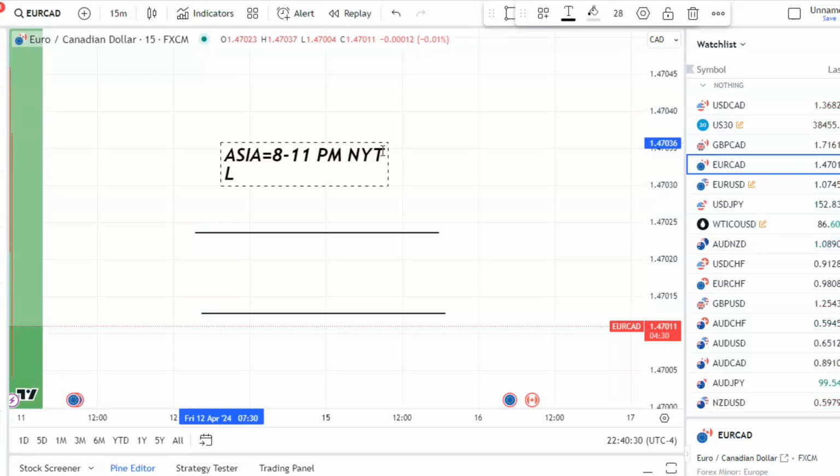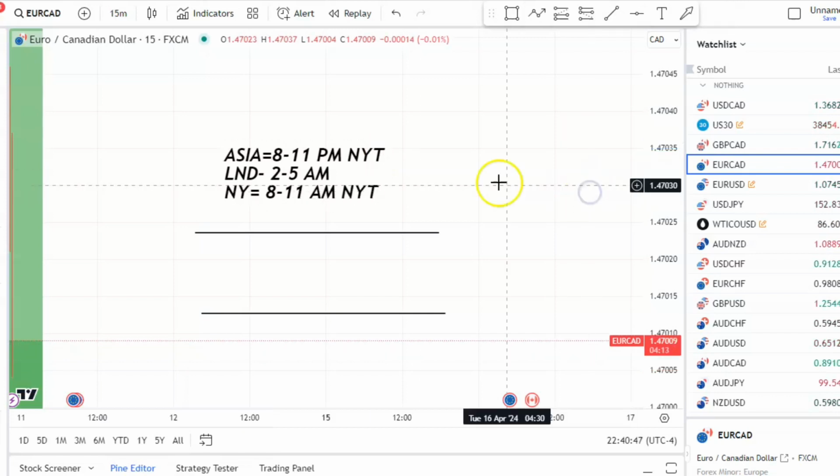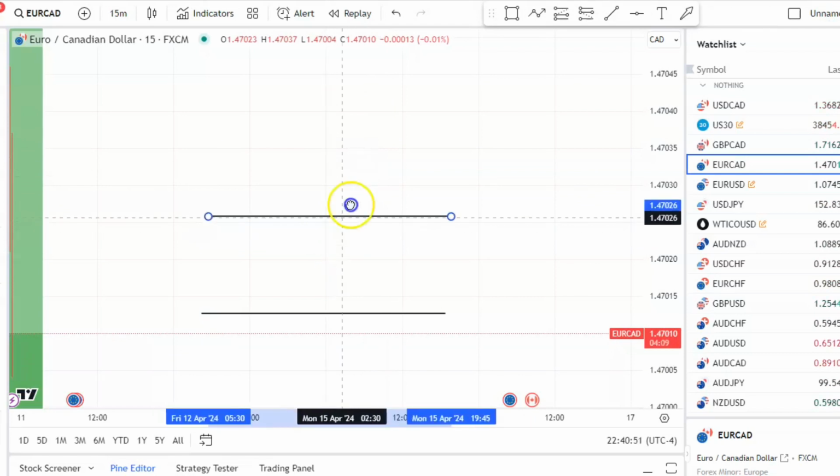London is 2 to 5 a.m. New York time. And then New York is 8 to 11 a.m. New York time. Alright. So let's assume we come to the screen. It's the New York session.